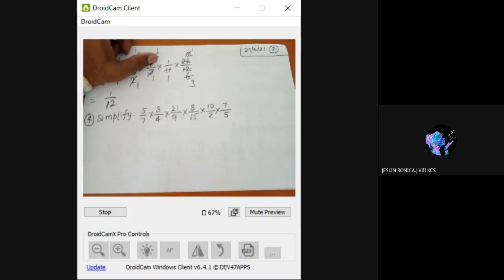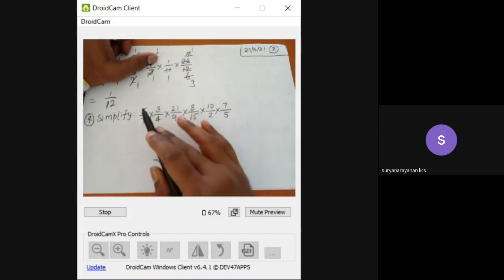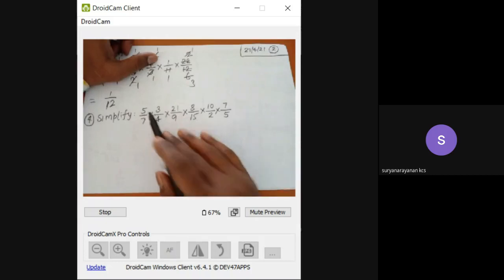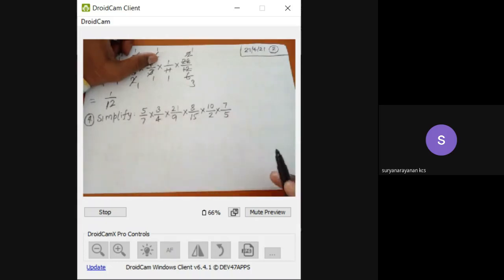Jaslyn, tell me, how do you simplify? Here, 5 is there in the numerator. How do you simplify in the denominator? See there. Are you doing the sum? Who will do this one?